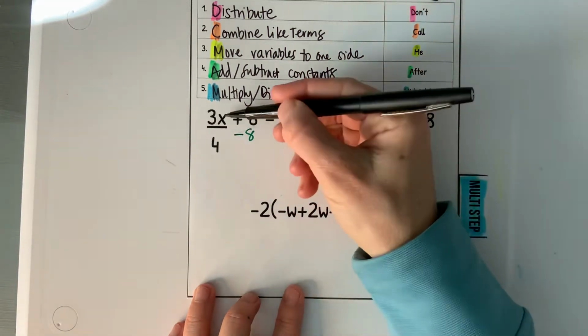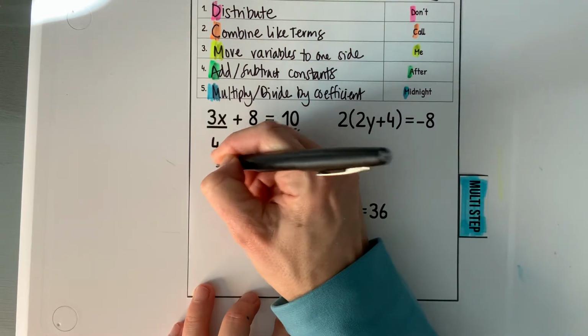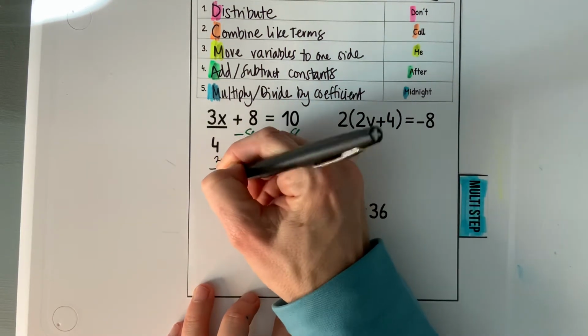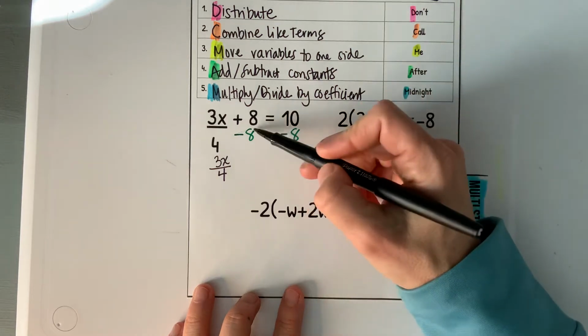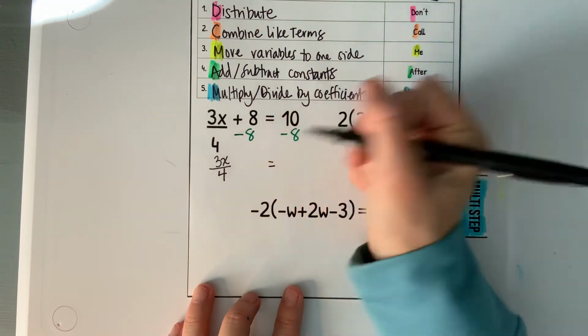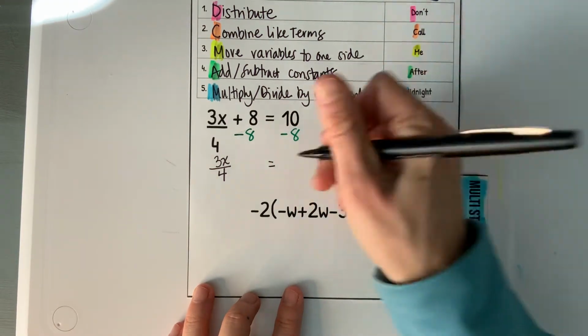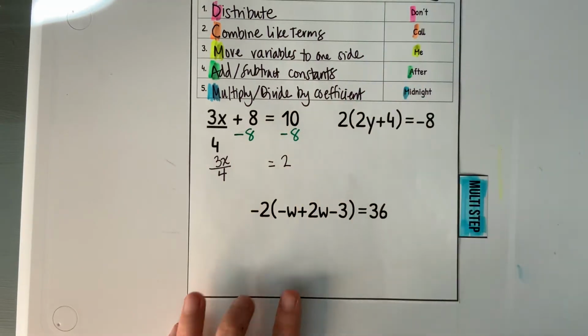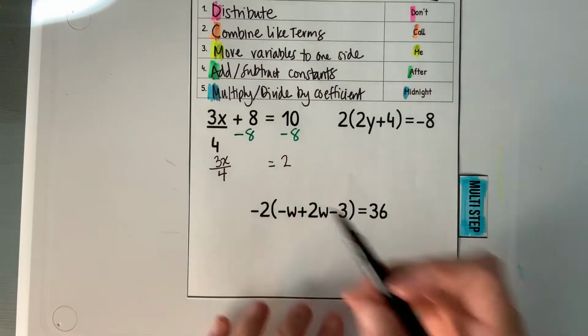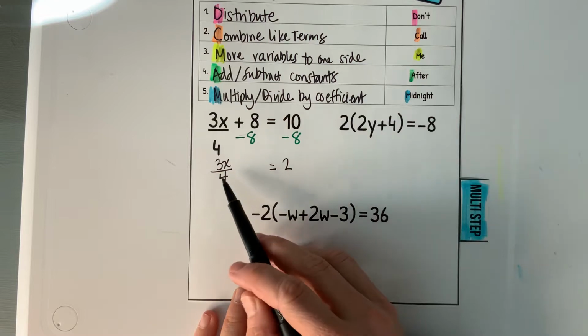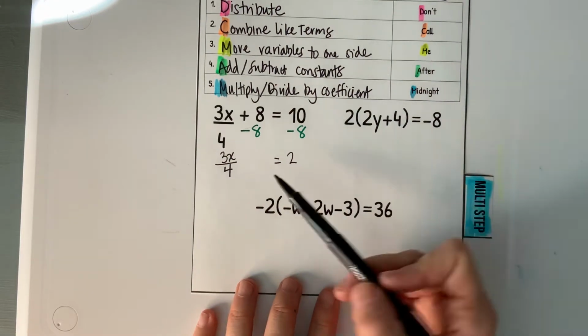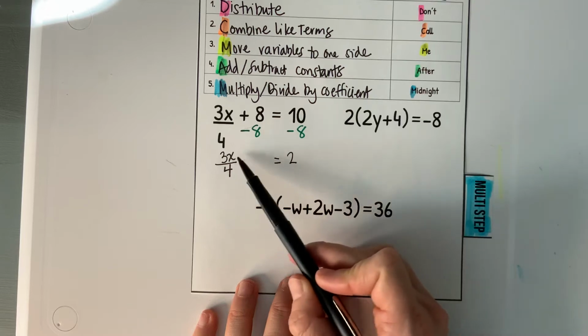Okay, so then I bring down this term, 3x over 4. Haven't done anything to it yet. That term has been eliminated. And I have equals 10 minus 8, which is going to be 2. My next step is I want to multiply or divide by the coefficient, and I know that because I don't have any more constants on the side of my variable.